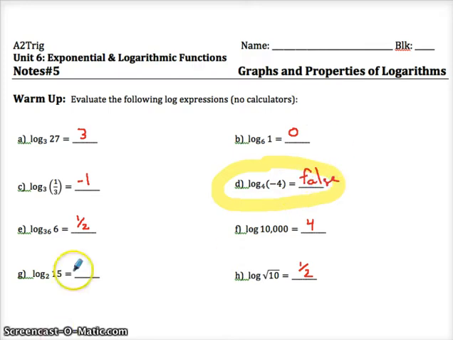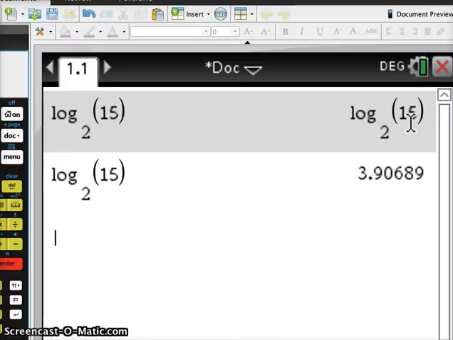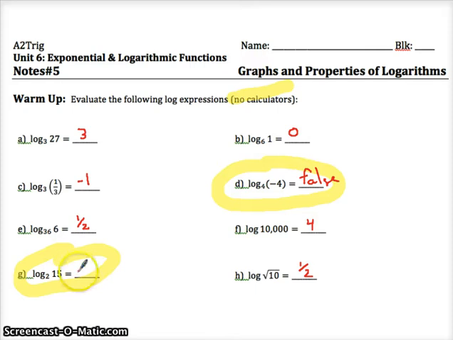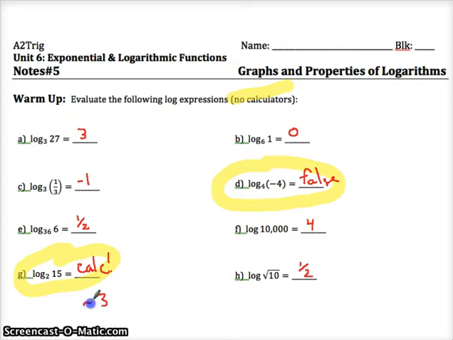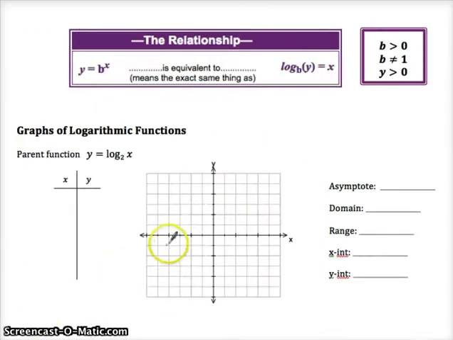The other one that's kind of interesting is this one down here. Now, this thing at the top says no calculators. How in the heck are we supposed to do this with no calculator? I did this on the calculator, and yeah, it's not a nice number. So this would be a calculator problem. The answer I got was, if it's going to be 3 decimals, 3.907. We'll say approximately equal to 3.907.